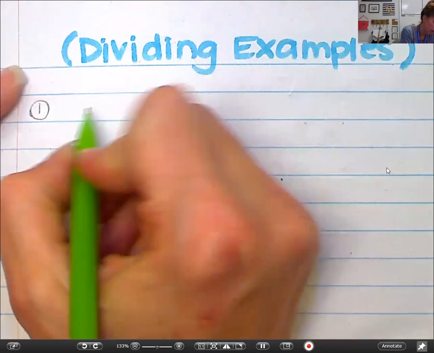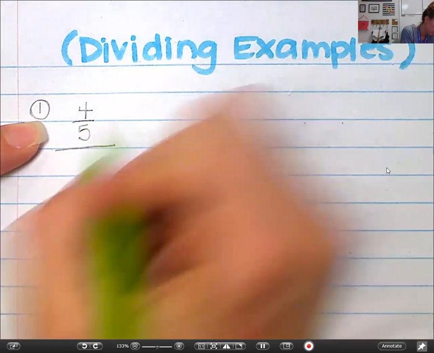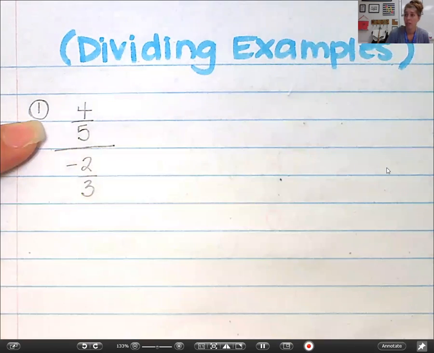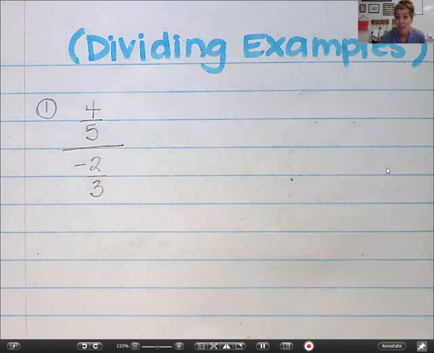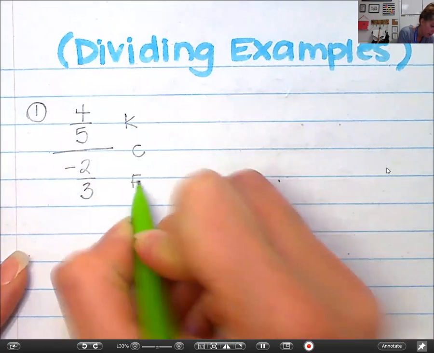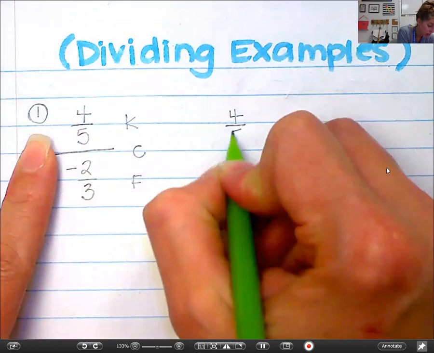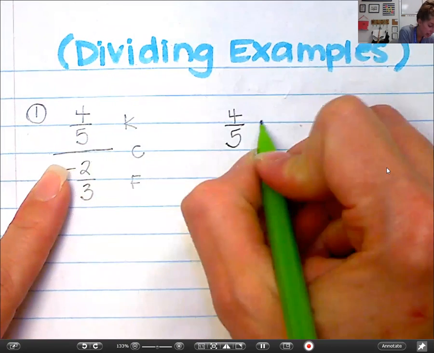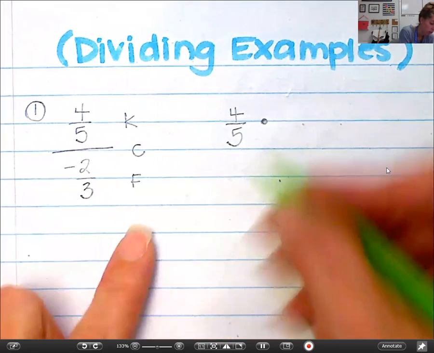You can see it, good. All right, 4/5 divided by -2/3. And like already it's like, whoa, freaking out, okay? Remember, it's not anything to stress about. So when we divide with fractions, we need to keep, change, flip. So I'm going to go ahead and even write K, C, F, okay? And I'm going to keep the 4/5. I'm going to change my division sign to times and flip my -2/3 to -3/2.